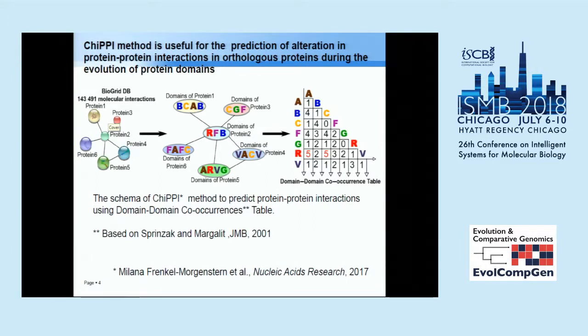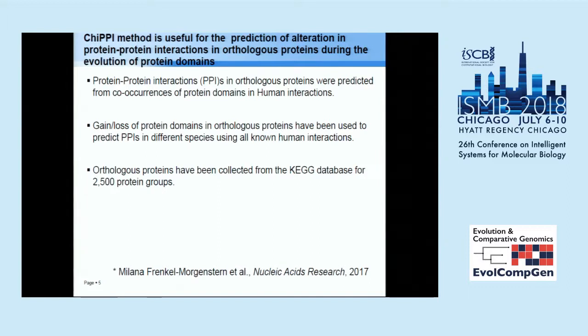And using this table, which is based on Sprinzak and Margalit from 2001, we use this methodology to calculate protein-protein interactions. Like I said, we calculate protein-protein interaction in orthologous proteins from occurrences of protein domains in human interactions. We utilize the gain and loss of protein domains in such proteins using all human known interactions. Orthologous proteins have been collected from the KEGG database, which contains approximately 2,500 protein groups.